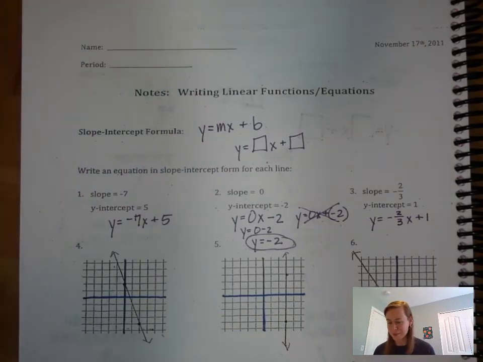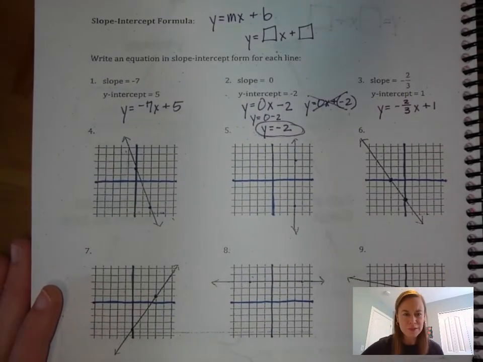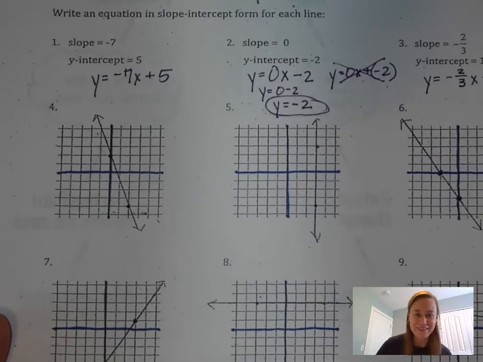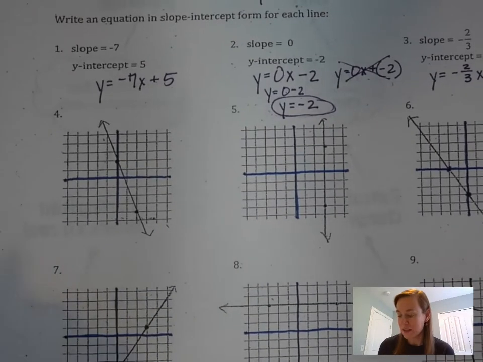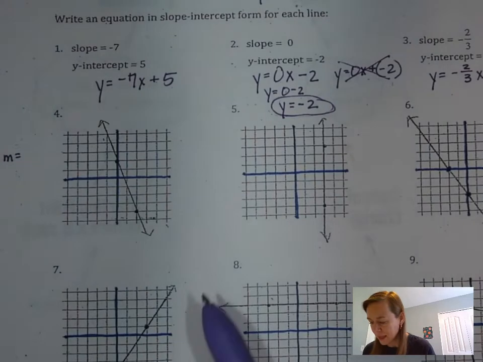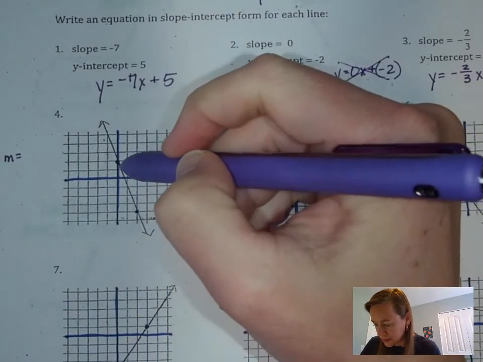Okay, let's look at more examples. Let's look at number 4. Zoom it in just a little bit. Try that again. Oh, okay, there we go. So let's figure out what our slope is, and let's figure out what our y-intercept is. So for slope, I'm just going to write over here m equals. And now let's see here. We've got a dot there and a dot there. So I'm going to draw my big stair-step thingy.